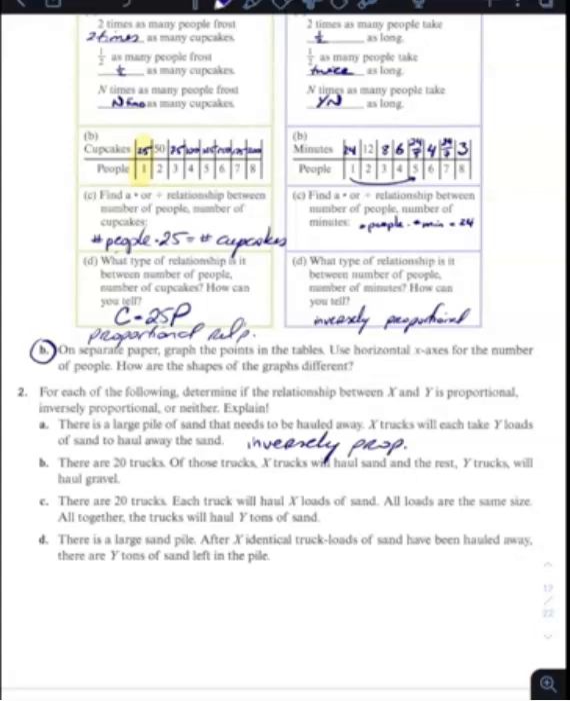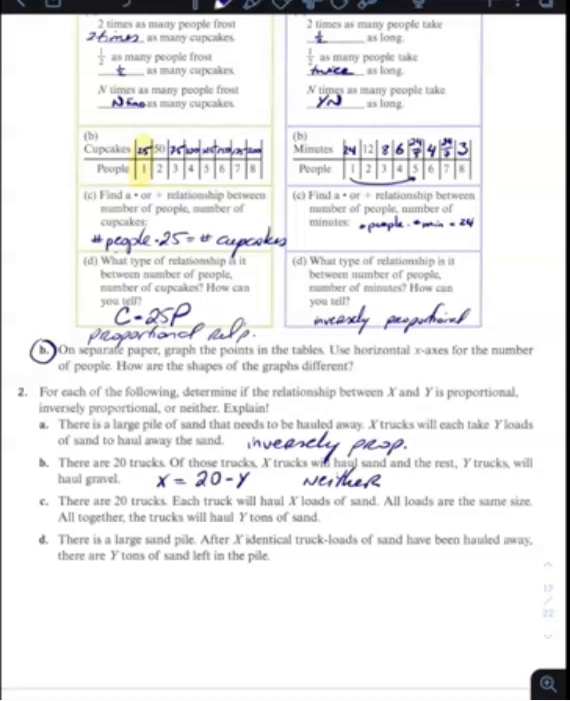proportional. X trucks will haul sand and the rest, Y trucks, will haul gravel. Is there any connection between X and Y? If X are hauling sand, then Y is 20 minus X that are hauling gravel, right? This is neither.